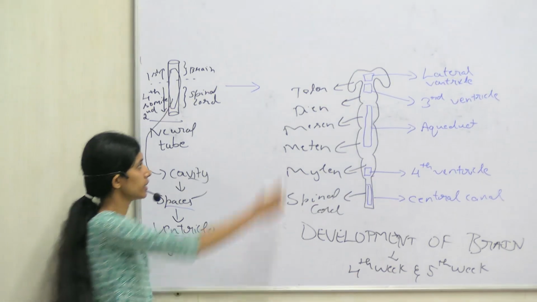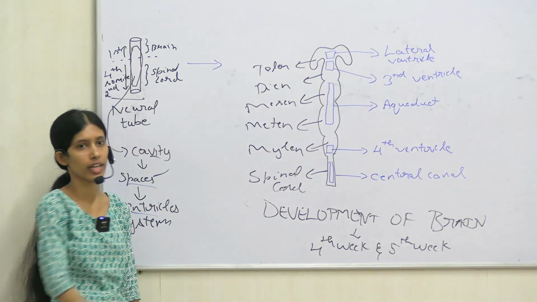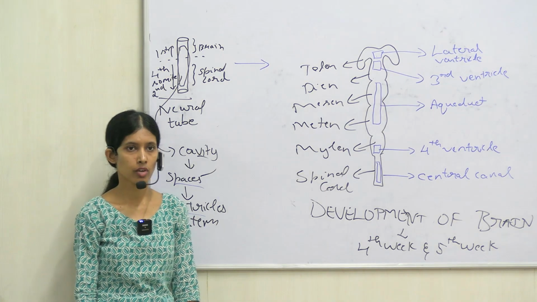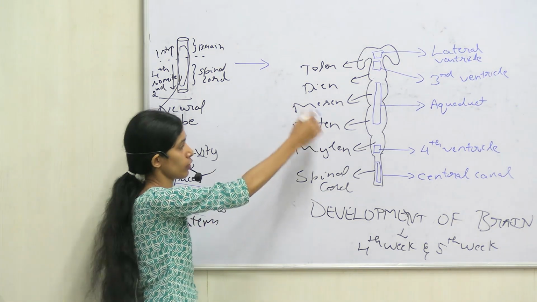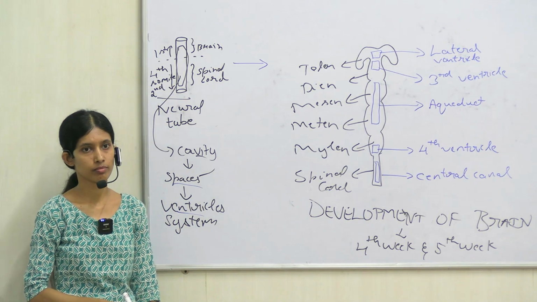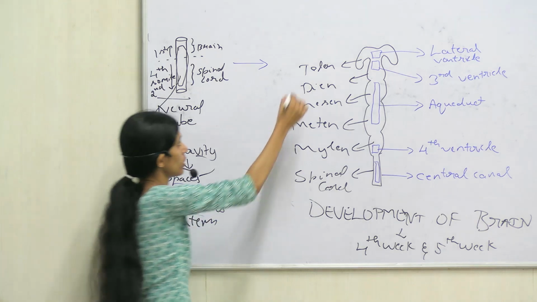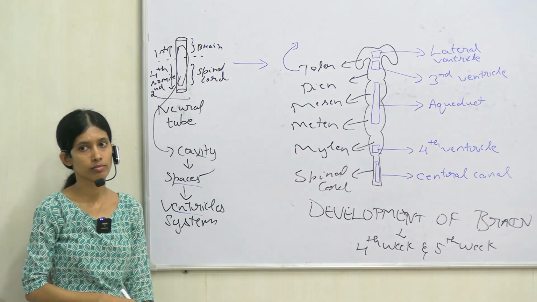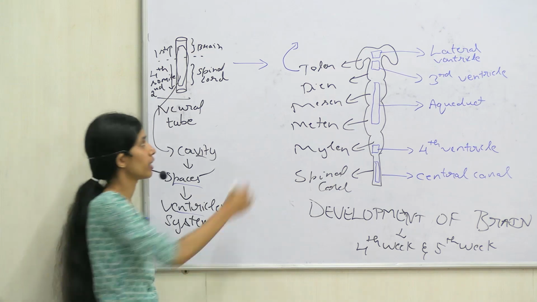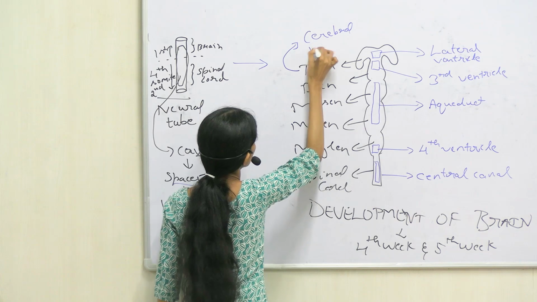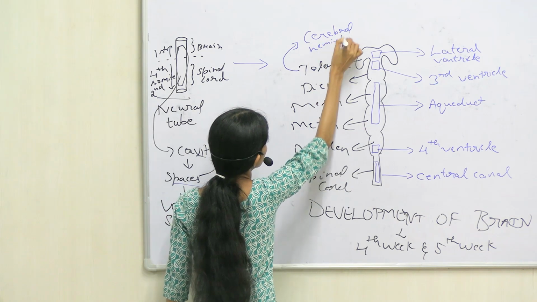Okay. And these cephalons will give rise to adult structures of the brain. Any idea which adult structures these cephalons will develop into? Your telencephalon will develop into the cerebral hemisphere.